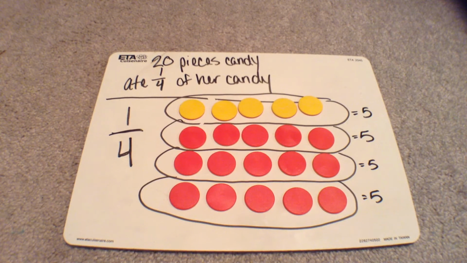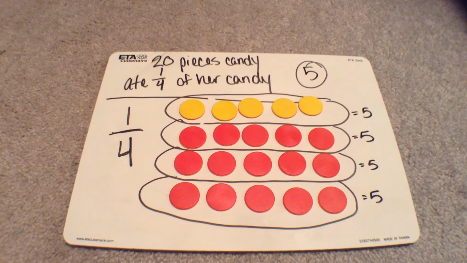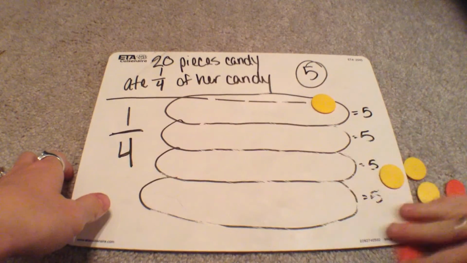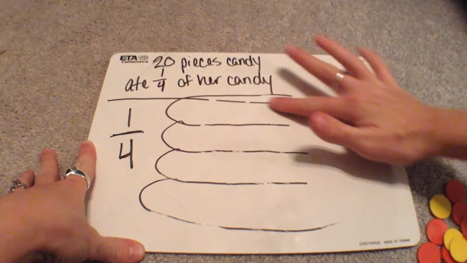So how many pieces of candy did she eat? 1, 2, 3, 4, and 5. She ate 5 pieces of candy. She had 20 pieces in all, and 1/4 of her candy is 5 pieces. Now we can also show that on a number line.